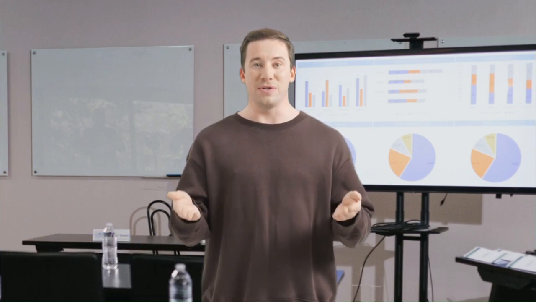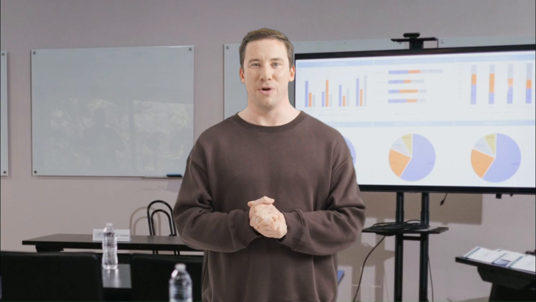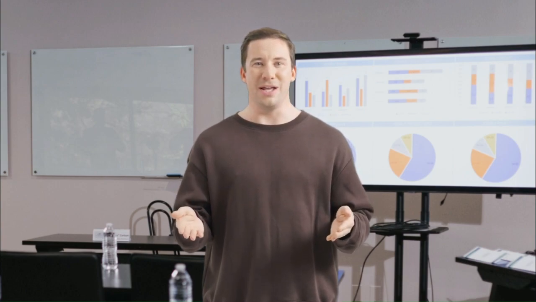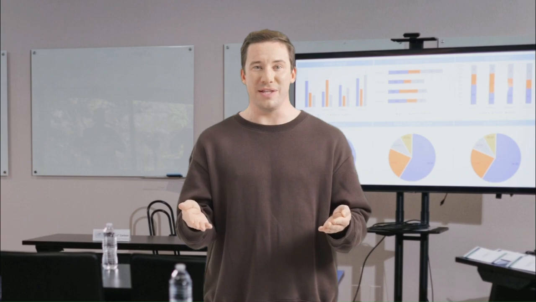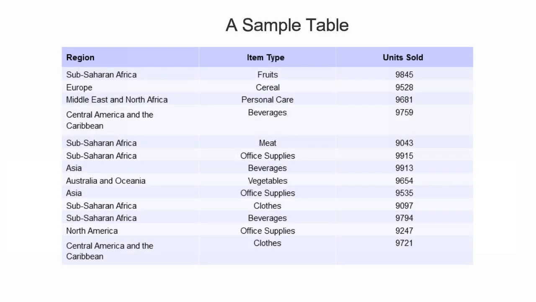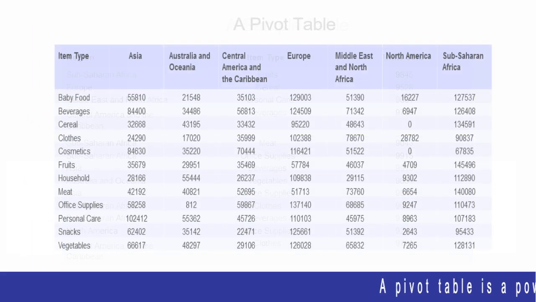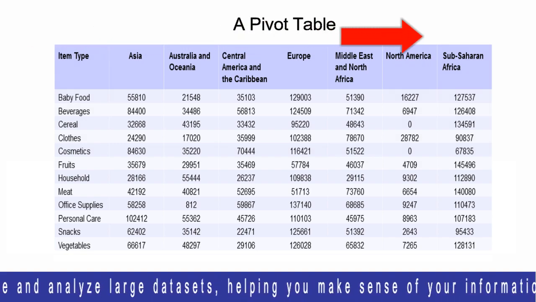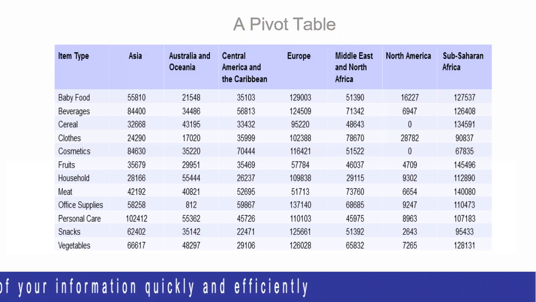In today's episode, we'll be diving into the process of creating a pivot table in the Dashboard Builder. Pivot tables are incredibly useful for summarizing and analyzing your data, and the Dashboard Builder makes it easy to create dynamic and interactive pivot tables. So let's get started. Before we begin, let's briefly understand what a pivot table is. A pivot table is a powerful tool that allows you to summarize and analyze large datasets, helping you make sense of your information quickly and efficiently.